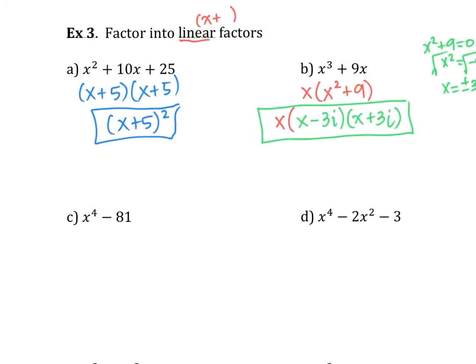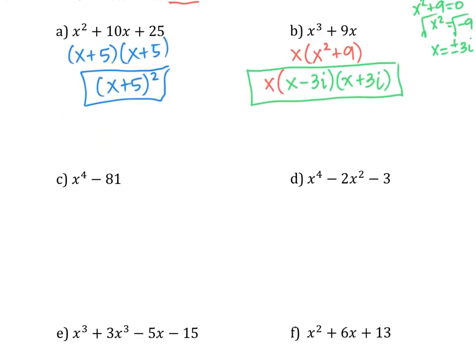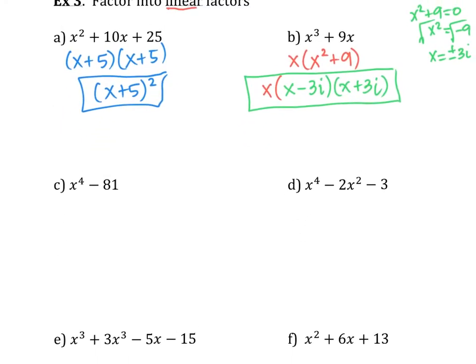Okay, we're going to keep going on these, and these are just different strategies depending on the problem. Okay, C, degree 4. So when I'm finished with this problem, I should have 4 linear factors. Okay, it looks like a difference of squares to me. So this looks like x squared minus 9 times x squared plus 9.